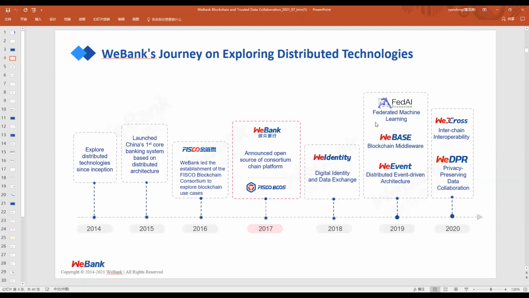In 2016, we formed a consortium we call FISCO. FISCO is a community among a lot of major industry players like Tencent, Huawei, and so on. Basically, they are technical giants in China who work together to develop a financial grade blockchain platform. One year later, we officially announced the open source of the consortium chain platform we call FISCO BCOS. This was our main target today, which I am going to show you.